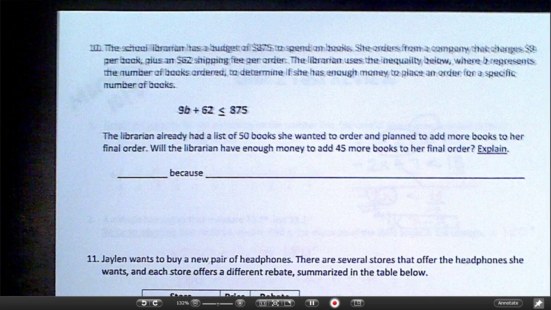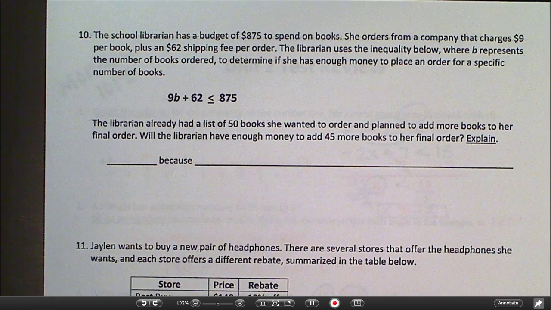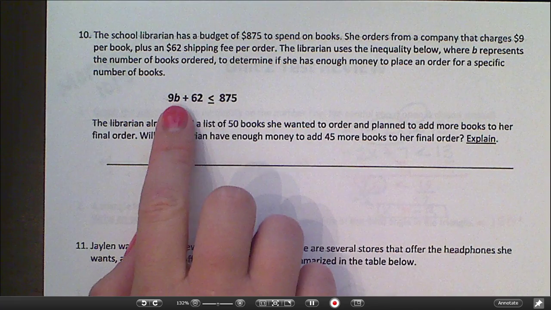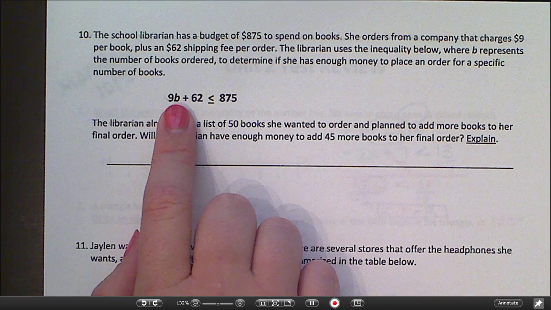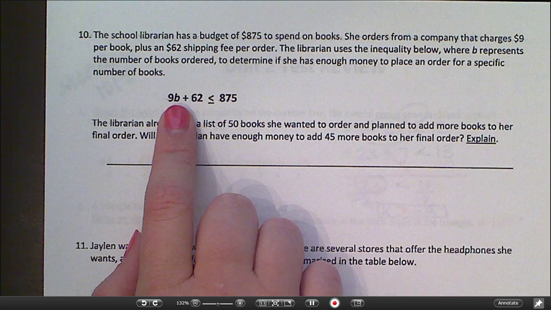Okay, let's look at number 10. We are almost done. The school librarian has a budget of $875 to spend on books. She orders from a company that charges $9 per book, plus a $62 shipping fee for each order. The librarian uses the inequality below, where B represents the number of books, to determine if she has enough money to place an order for a specific number of books.